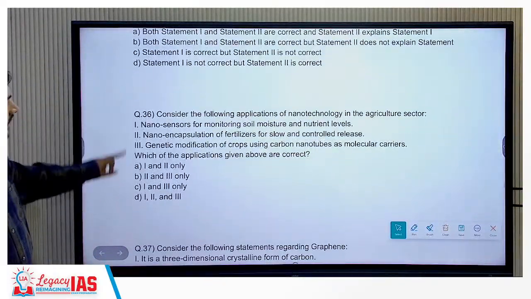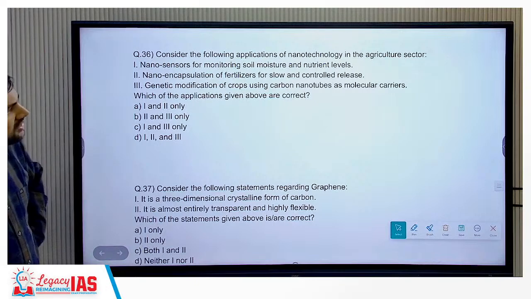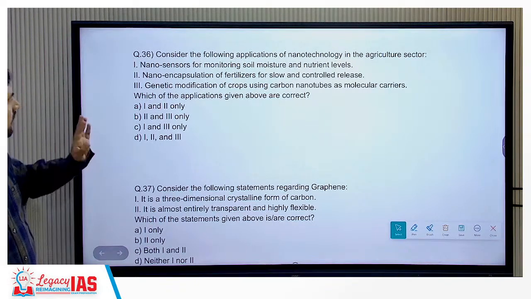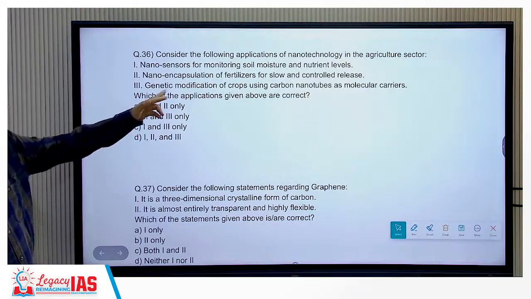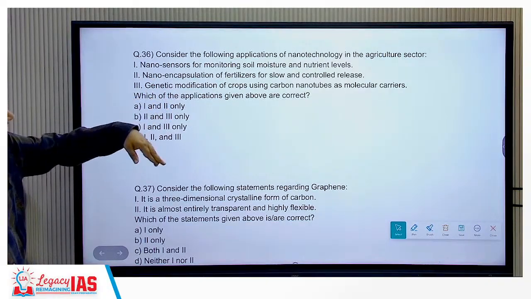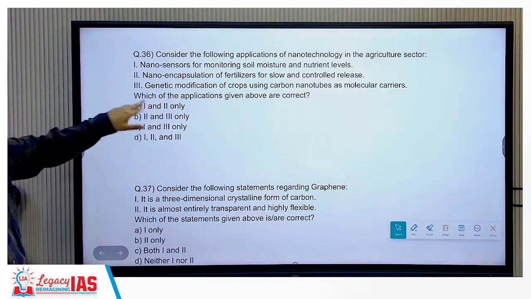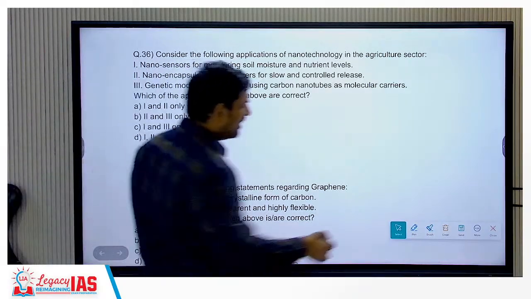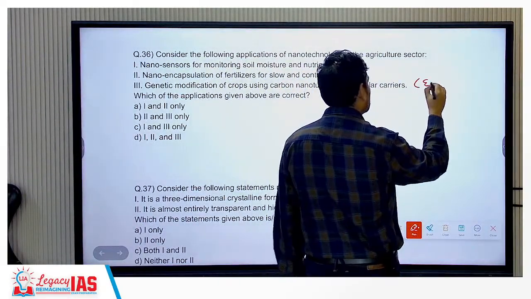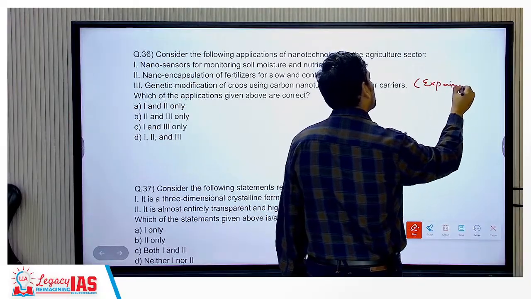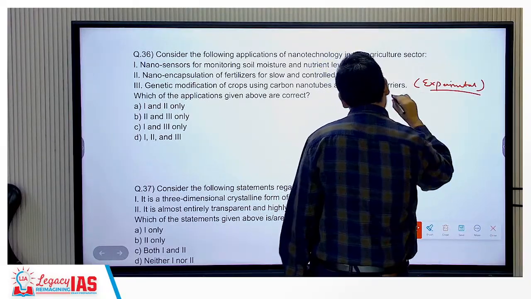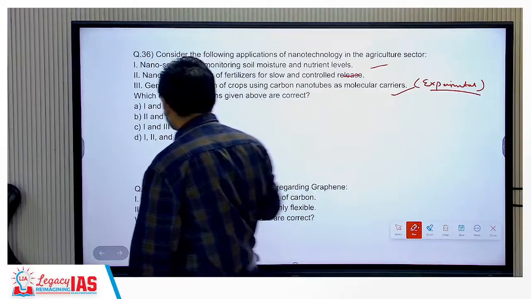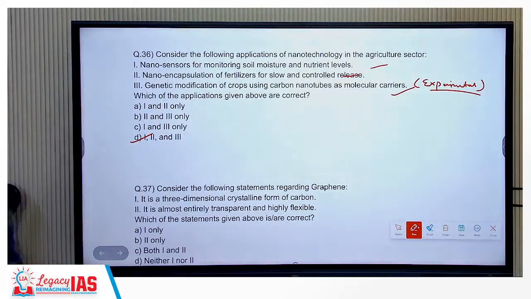Then nanosensors for monitoring soil moisture and nutrient levels. Okay, agriculture sector. Nanosensors, yes. Nano encapsulation, correct, of fertilizer for controlled release, yes. Genetic modification of crops using carbon nanotubes as molecular carriers, yes. So this is actually experimental right now. Okay, not a widespread use technology, but yes, this is also possible. Answer is 1, 2, and 3.